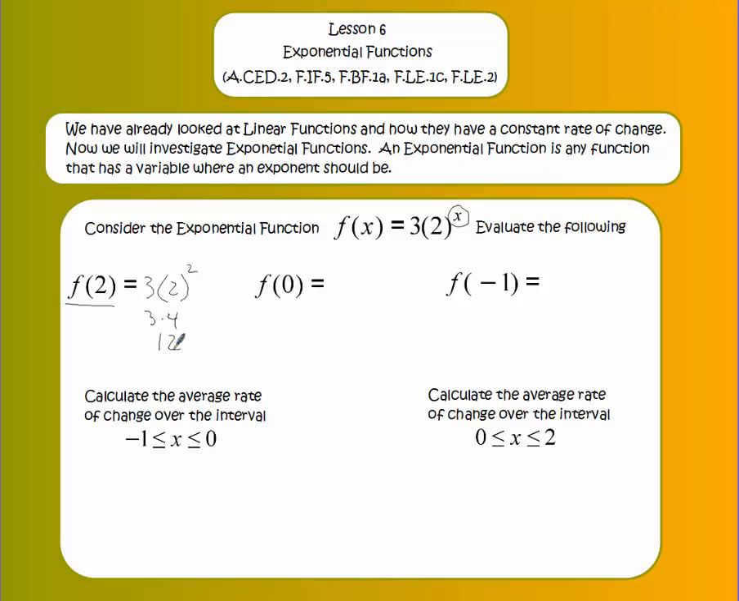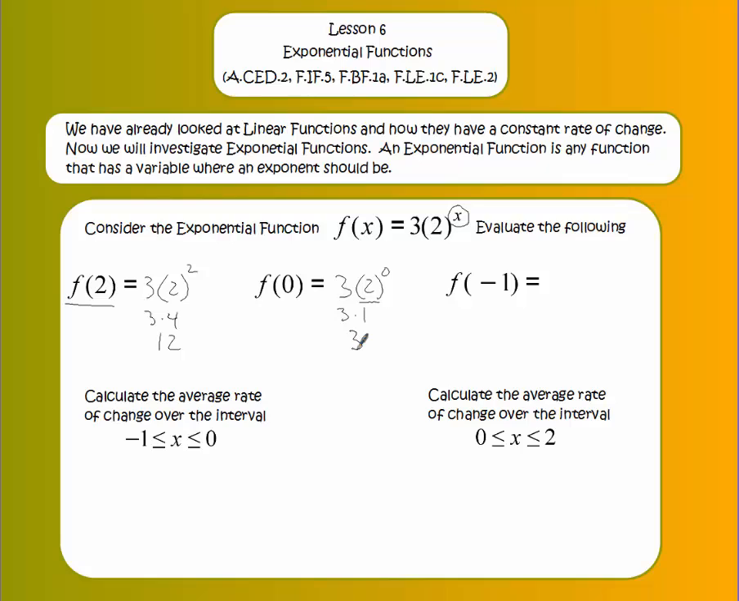F of 0, I would do the same thing. I want to evaluate this when x is 0. So I have to remember my rules of exponents. Anything to the 0 power is 1. So remember, this is my base. So that becomes a 1. It tells me I have 3 times 1, which is just 3.